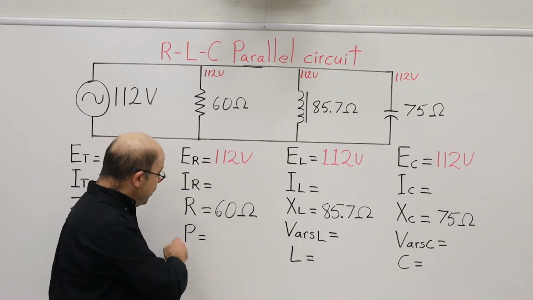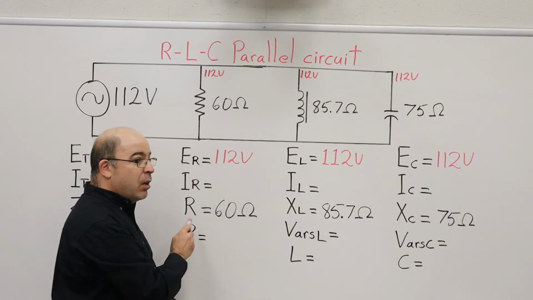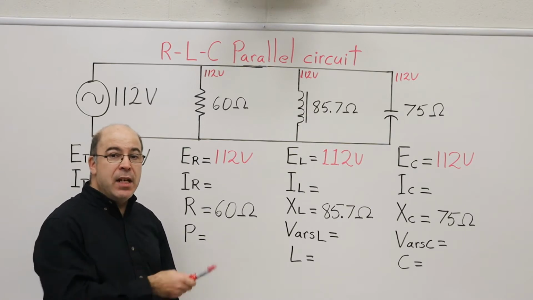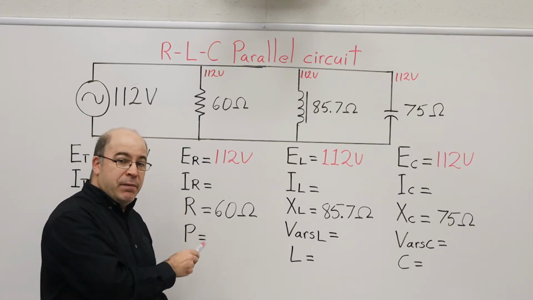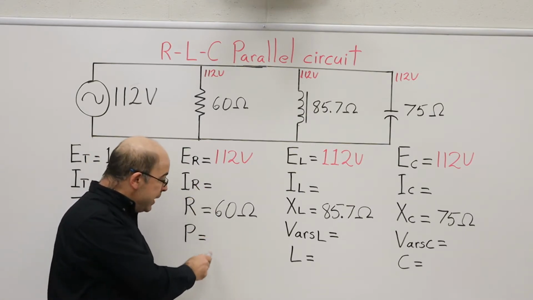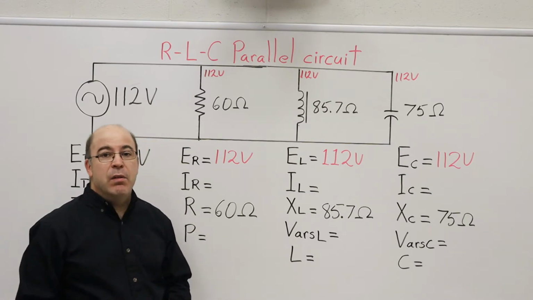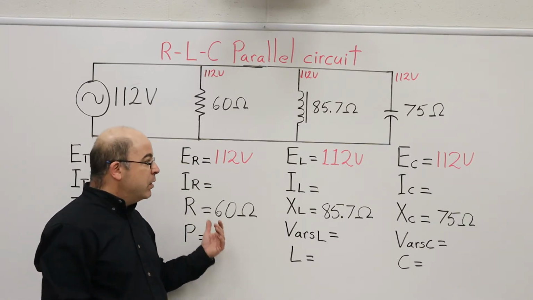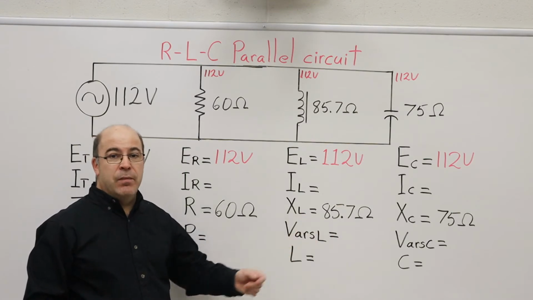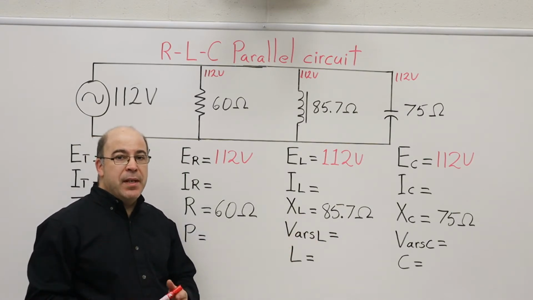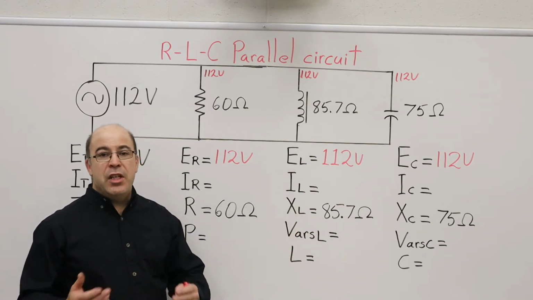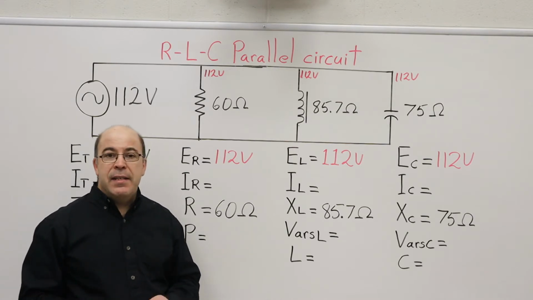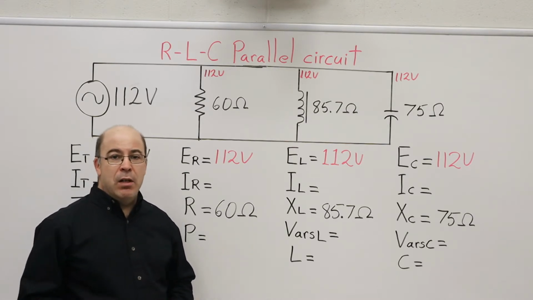I'm going to start by solving for all the missing values across my resistor branch, namely the value of current, and with that will lead me into calculating the value of power. And then I will continue on for each branch. So grab yourself a pencil, a sheet of paper, don't forget a scientific calculator, and follow me along.